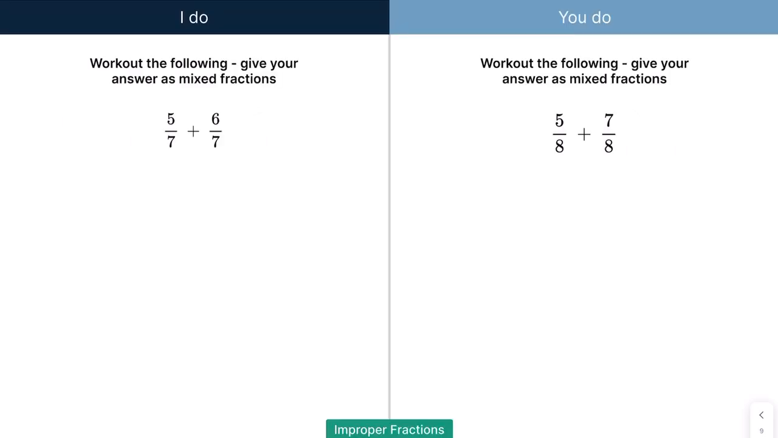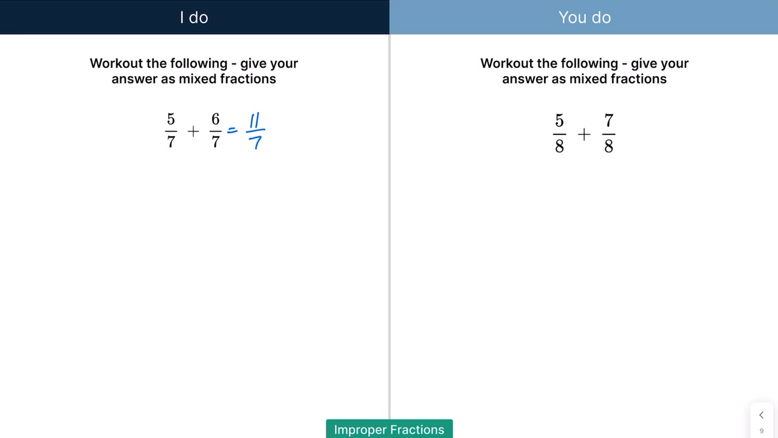And now we've been asked to do the exact same thing, but leave our answer as a mixed fraction. So what does that mean? If I solve this question, just like we did the last, the denominator stays the same. At the top, we end up with 11. Now this is called an improper fraction. Why is it called that? Because the number at the top is bigger than the number at the bottom.